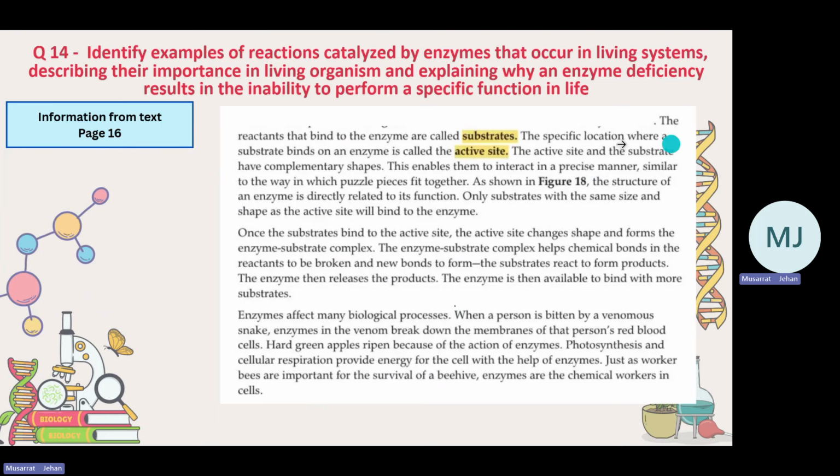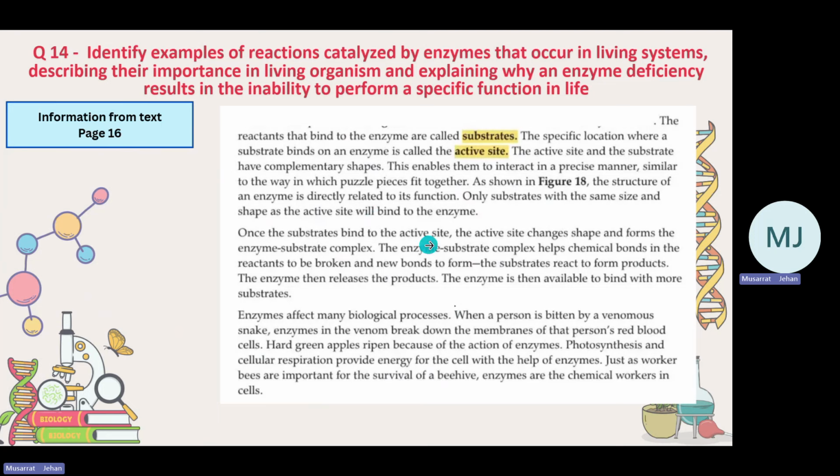The specific location where a substrate binds on the enzyme is known as the active site. The active site and the substrate have complementary shapes, just like puzzle pieces. They can fit into each other. The structure of an enzyme is related to its function. So only substrates with the same size and shape as the active site will bind. No one else can bind.